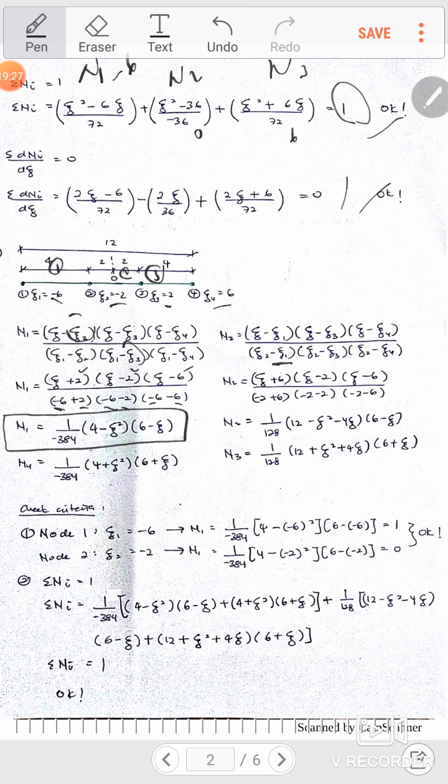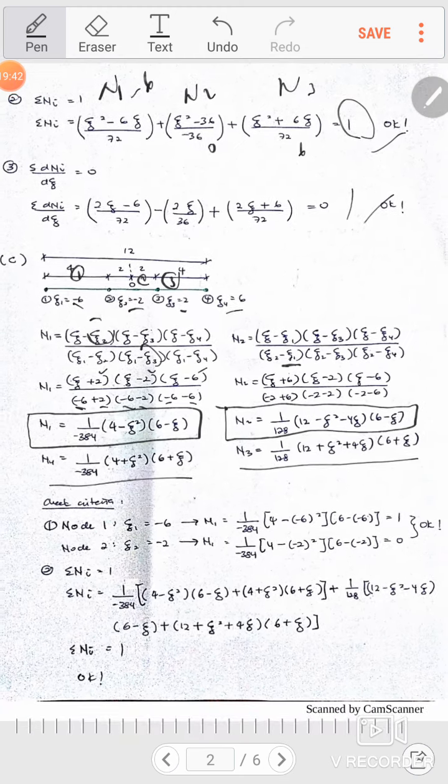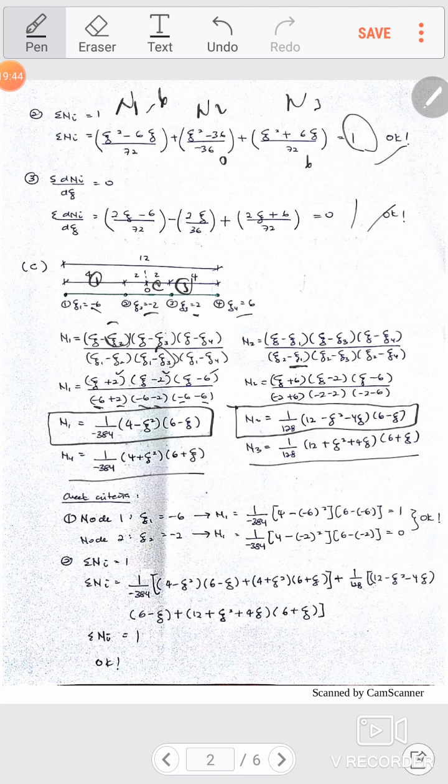Substitute the values of zeta and you will get the N of node number 2. Same for node number 3 and node number 4. After that, check criteria. Check for shape function. The first one, after you substitute the values, you should get 1, and the summation of all nodes should be 1. You should get 1.